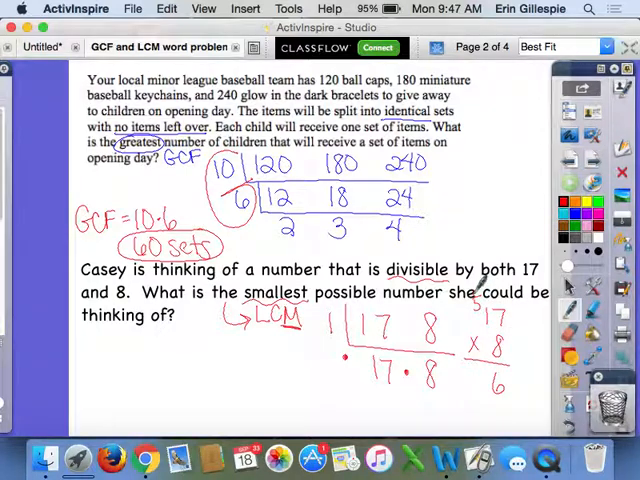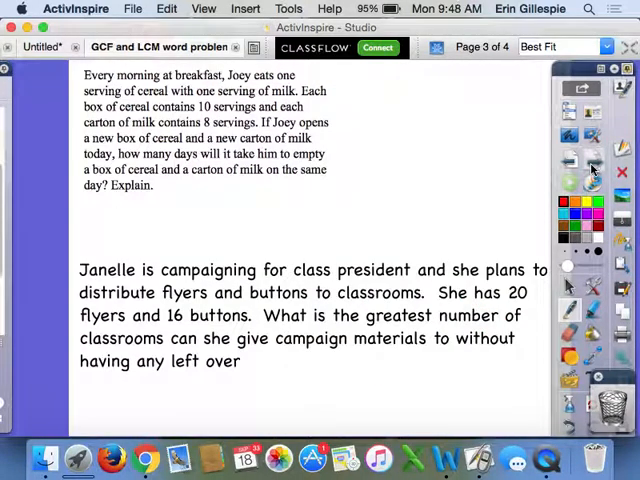1 times 8 is 8, plus 5 is 13. So 13 is my LCM, the smallest number that you can divide by both 17 and 8.